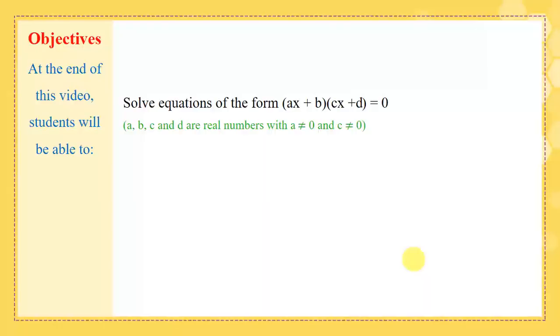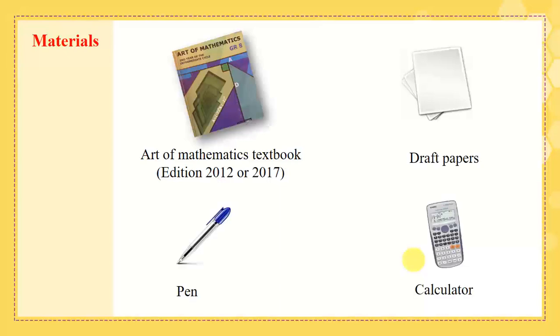Objectives: at the end of this video, students will be able to solve equations of the form (ax + b)(cx + d) = 0. Materials: before we start, please prepare your book, draft papers, pen and calculator.